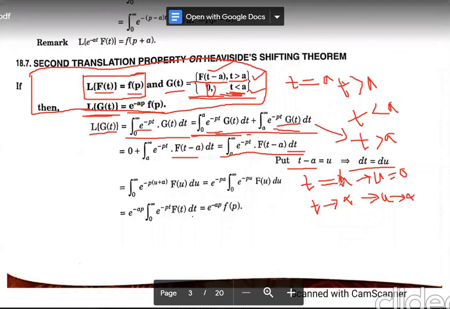So our limit of integration a to infinity will change to 0 to infinity. So the limit of integration will be 0 to infinity, e to the power minus pt. Since t has been changed to u, t is equal to a plus u. So e to the power minus p times (u plus a) into f of t minus a, which is f of u, du.